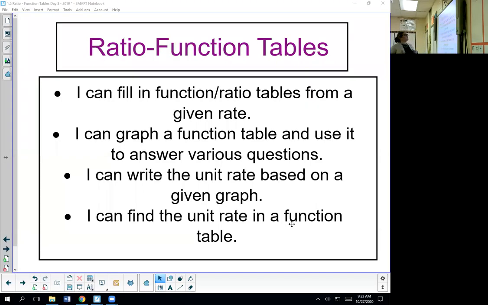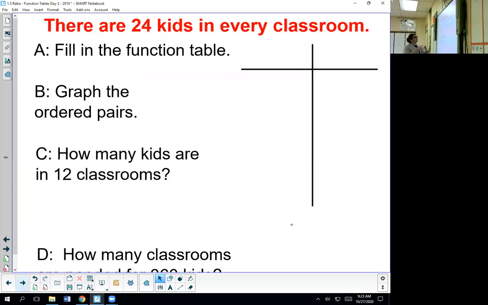All right, guys, today we're gonna talk about ratio and function tables. A ratio table and a function table are the same thing. Function is the fancier word for what we're going to get into later this year. We're going to graph a function table, use it to answer questions, and make sure we're able to read a graph and know what the unit rate is, looking at either the function table or the graph. Unit rate, so it is connected.